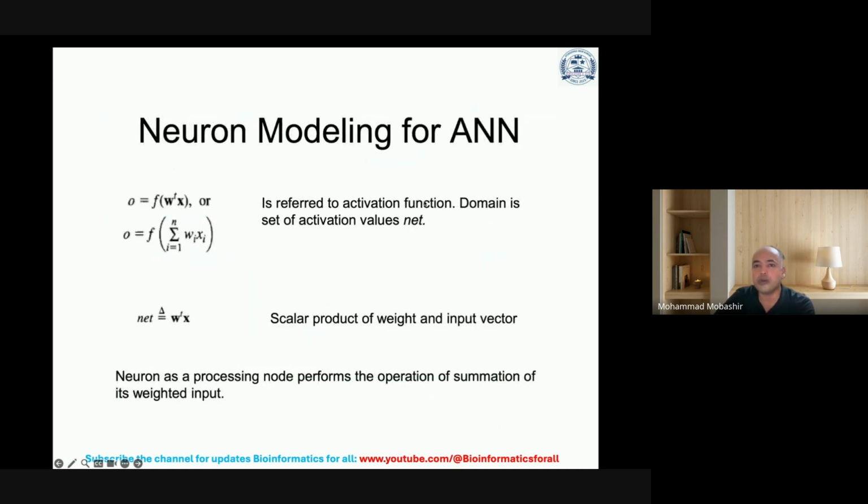Now, neuron modeling for ANN takes place in this way, referred to as the activation function. The domain is the set of activation values, net. This is a scalar product of the weight and input vectors. So the neuron as a processing node performs the operation of summation of its weighted input.